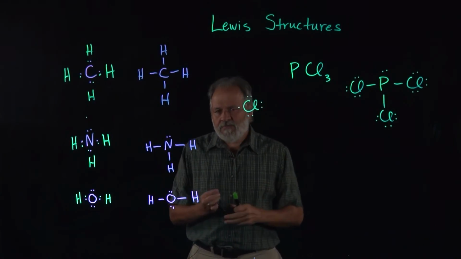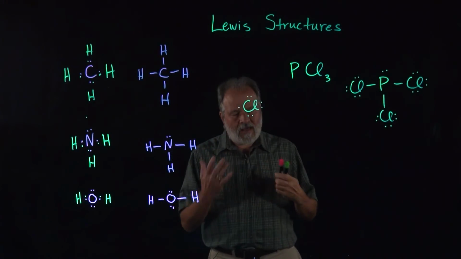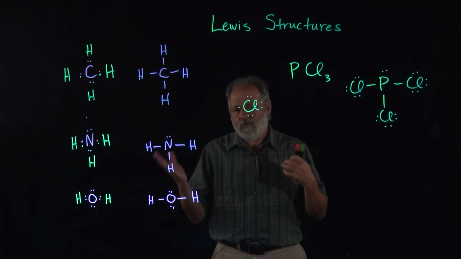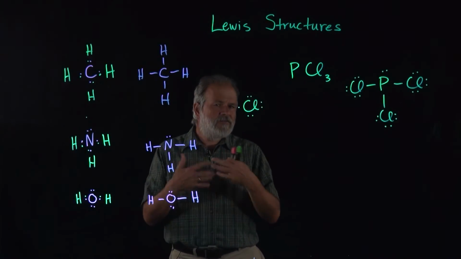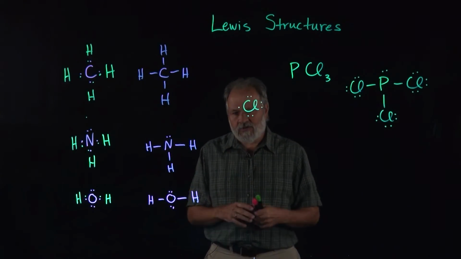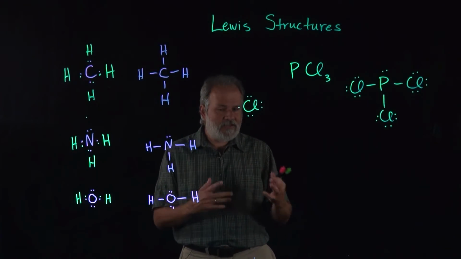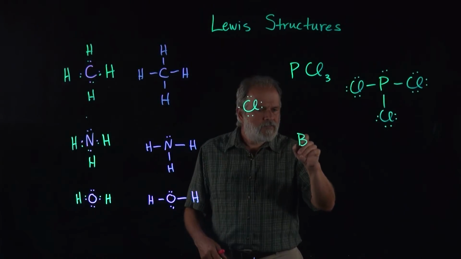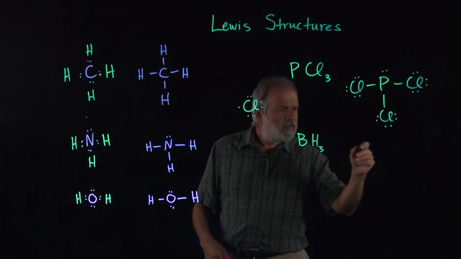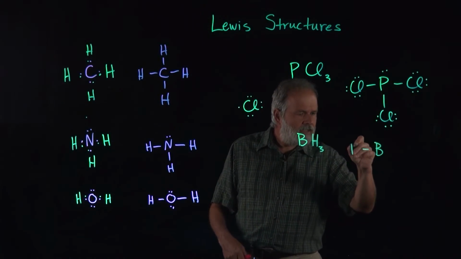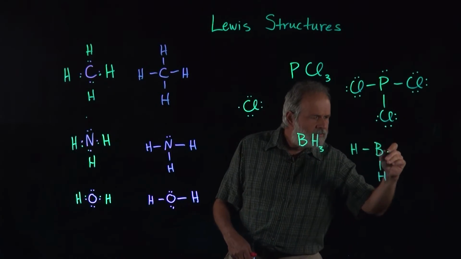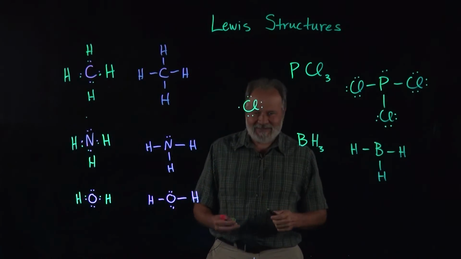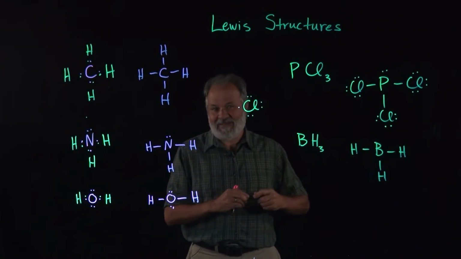All right. Now sometimes you have to not obey the octet rule. So there's a few exceptions. One is if you're in group 3, you only have 3 valence electrons. Generally, you only draw a structure with 3 bonds to it because it only has 3 electrons to share. So BH3 would be boron, hydrogen, hydrogen, hydrogen, and that's it. You have no more than 6 electrons. You can't obey the octet rule with 6 electrons total.